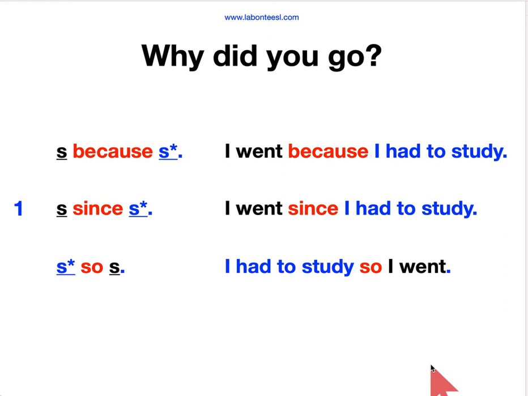I also suggest that when students are asked a question, that they complete it with a full sentence. If someone says, "Why did you go?" just don't say, "Because I had to study." Make the full sentence. I went because I had to study. I went since I had to study. I had to study, so I went. Use the full sentence. It develops good habits at the beginning.